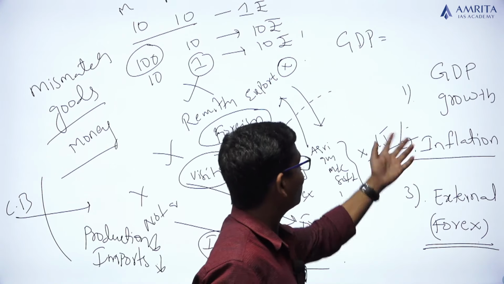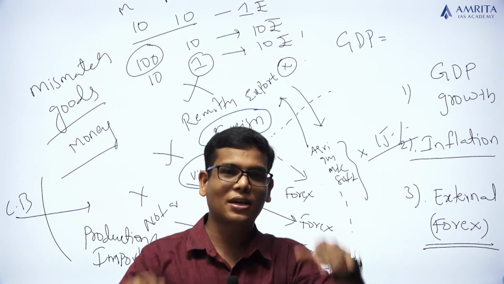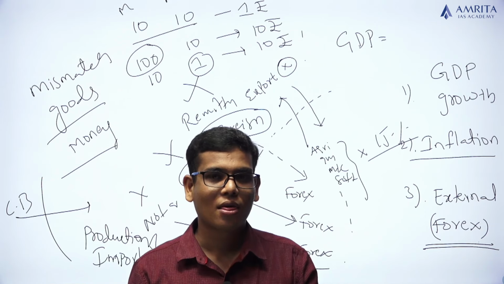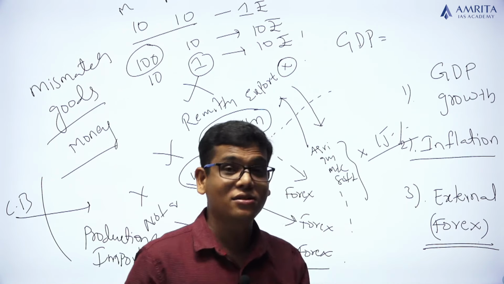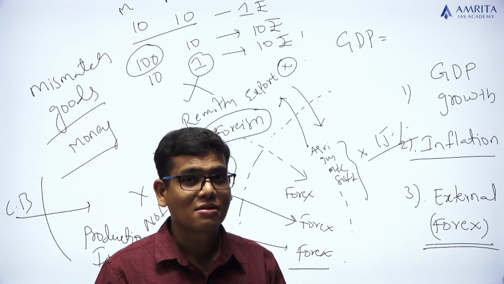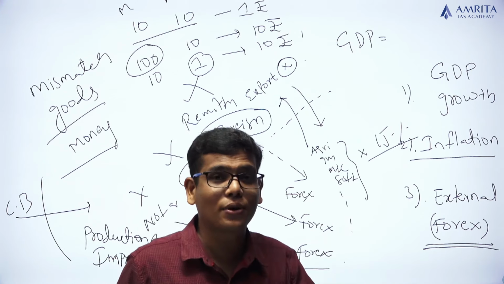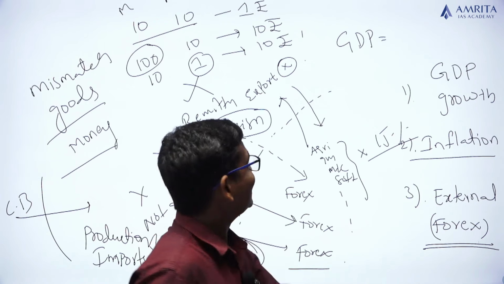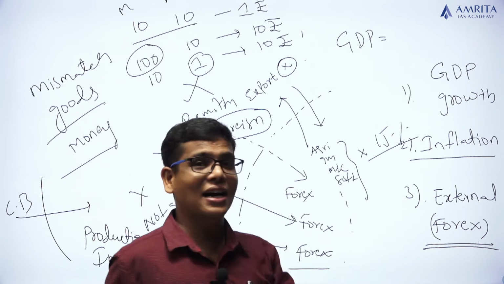And because of these two fronts, automatically GDP growth comes down. Because people are not ready to consume, because the prices are very high, and because of that you can't produce. So this is exactly the crisis that Sri Lanka is having.